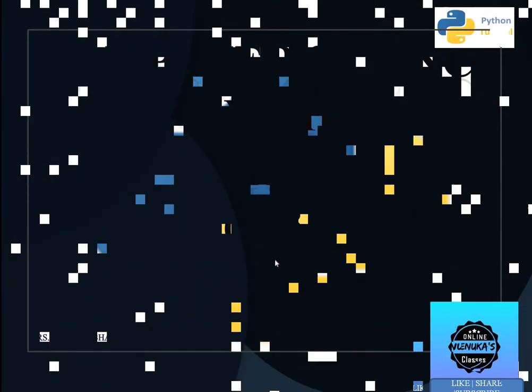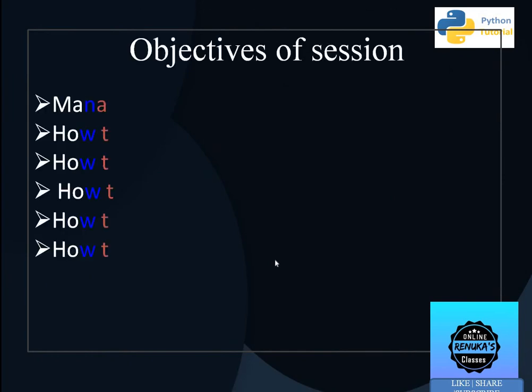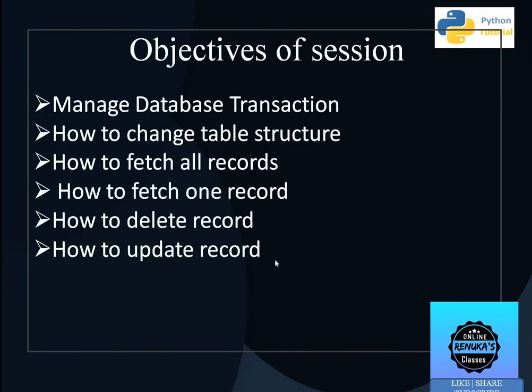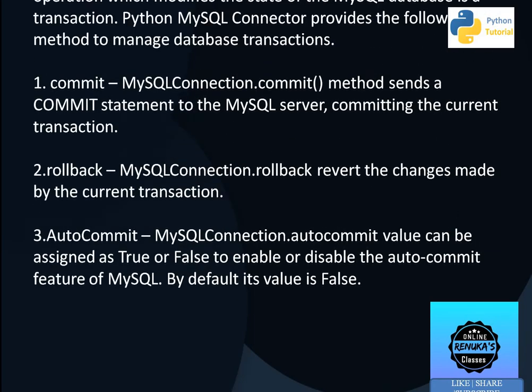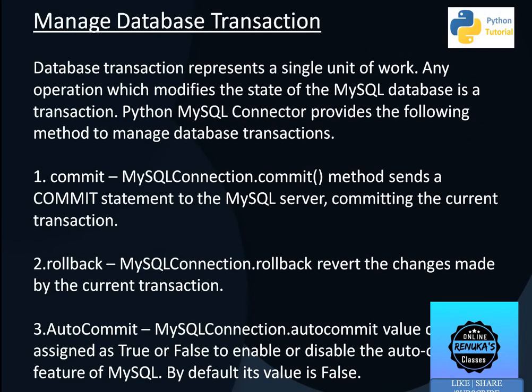This is Renuka and today we are going to discuss how to manage database transactions, how to change table structure, how to fetch all the records or one record, how to delete a record and update a record during runtime. In our previous video we discussed the connectivity of MySQL with Python. Now in this video we will discuss various other SQL functions while connecting the database to Python. First we will discuss managing database transactions.